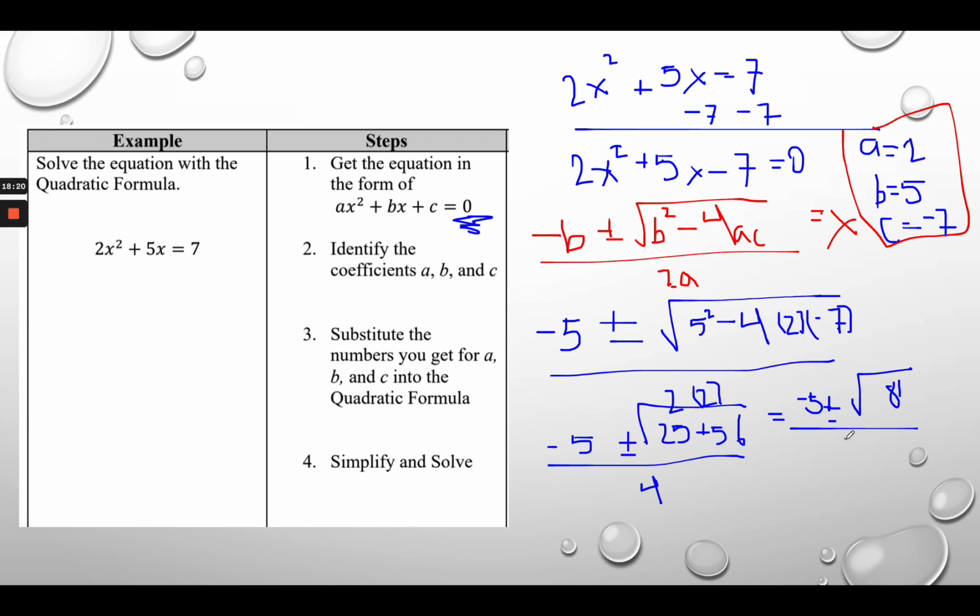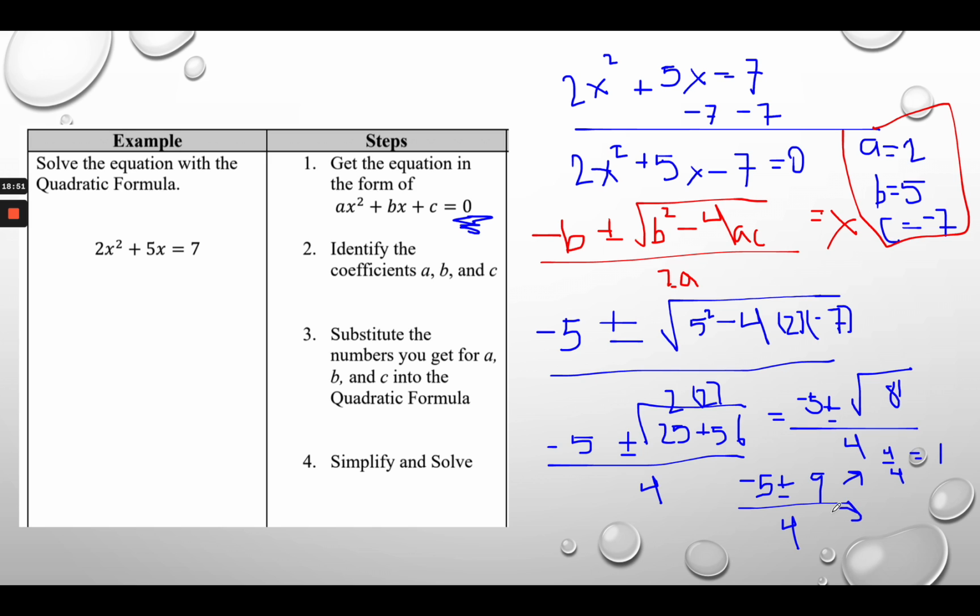all over 4. Okay, well, we need to simplify the square root of 81. This one is a perfect square, so we're going to get a whole number. The square root of 81 is equal to 9, because 9 times 9 is 81, okay? All over 4. Now, we have negative 5 plus 9. So negative 5 plus 9 is 4, so we're going to have 4 over 4 for 1, which 4 divided by 4 is just equal to 1.